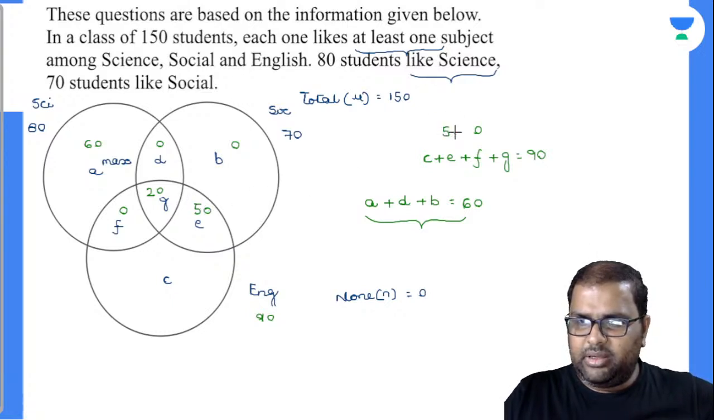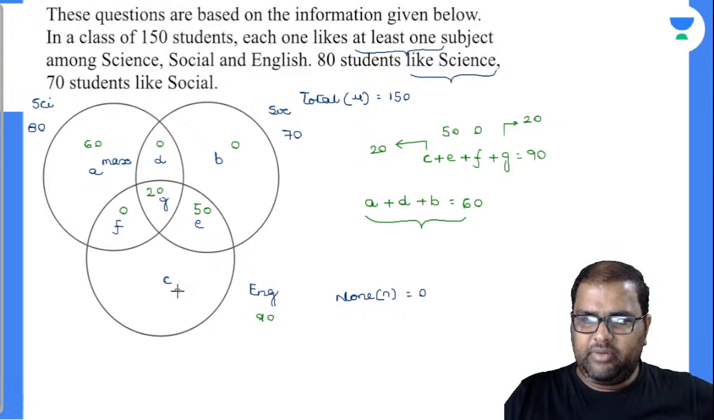So I'll give E 50, and my G is 20. 50 plus 20 is 70. So how much must the C value be? C value has to be 20. Will it work out? Let's check. This complete circle value is 90. 90 plus 60, 150. Yes.